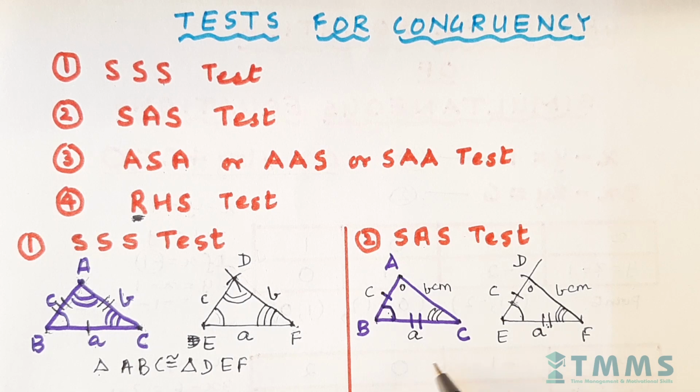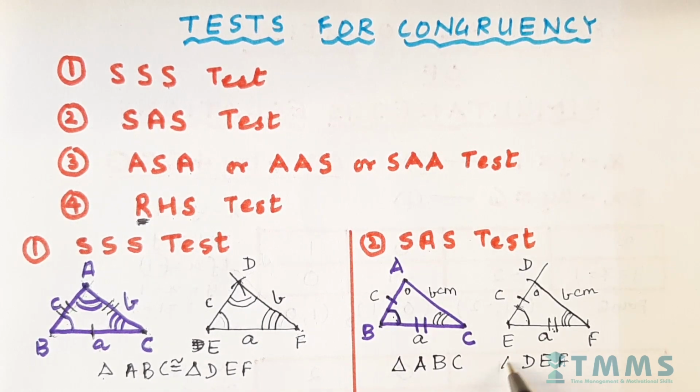Let us talk about the correspondence. Angle A is equal to, can you see, it is equal to D? Angle B is equal to E, so I'm writing it in that order. And angle C is equal to angle F. And so triangle ABC and triangle DEF are congruent, and they are congruent by the SAS test.